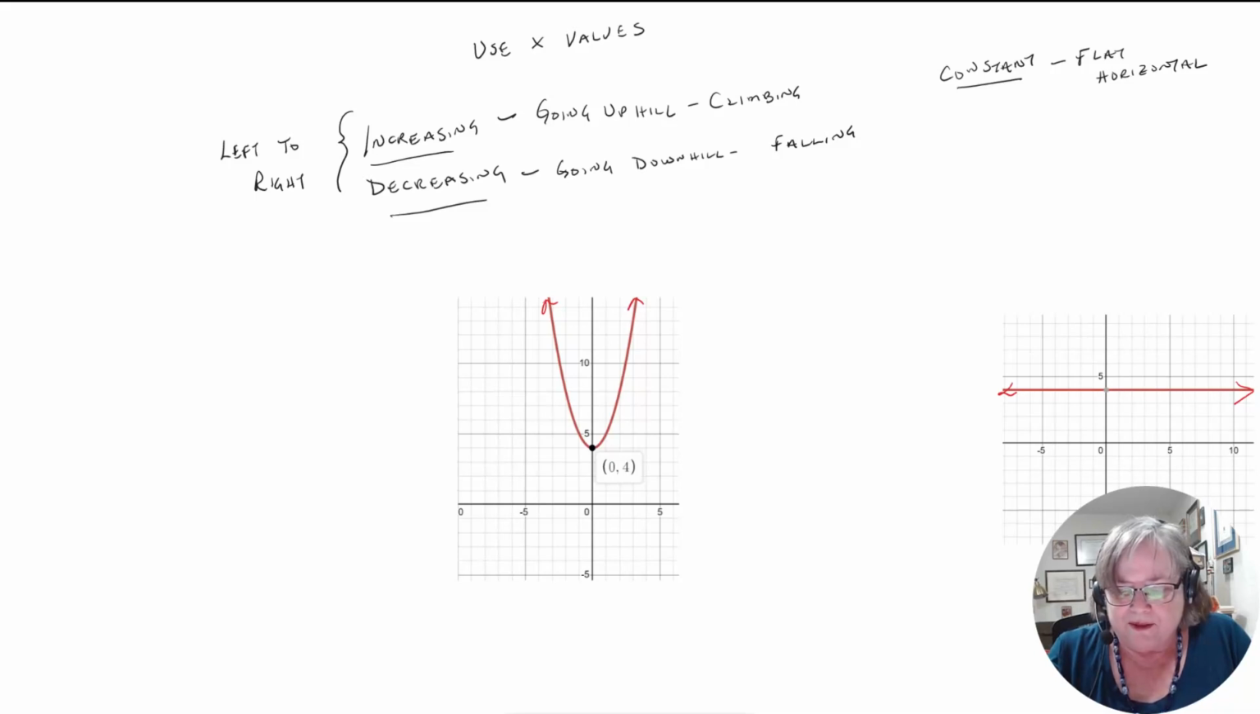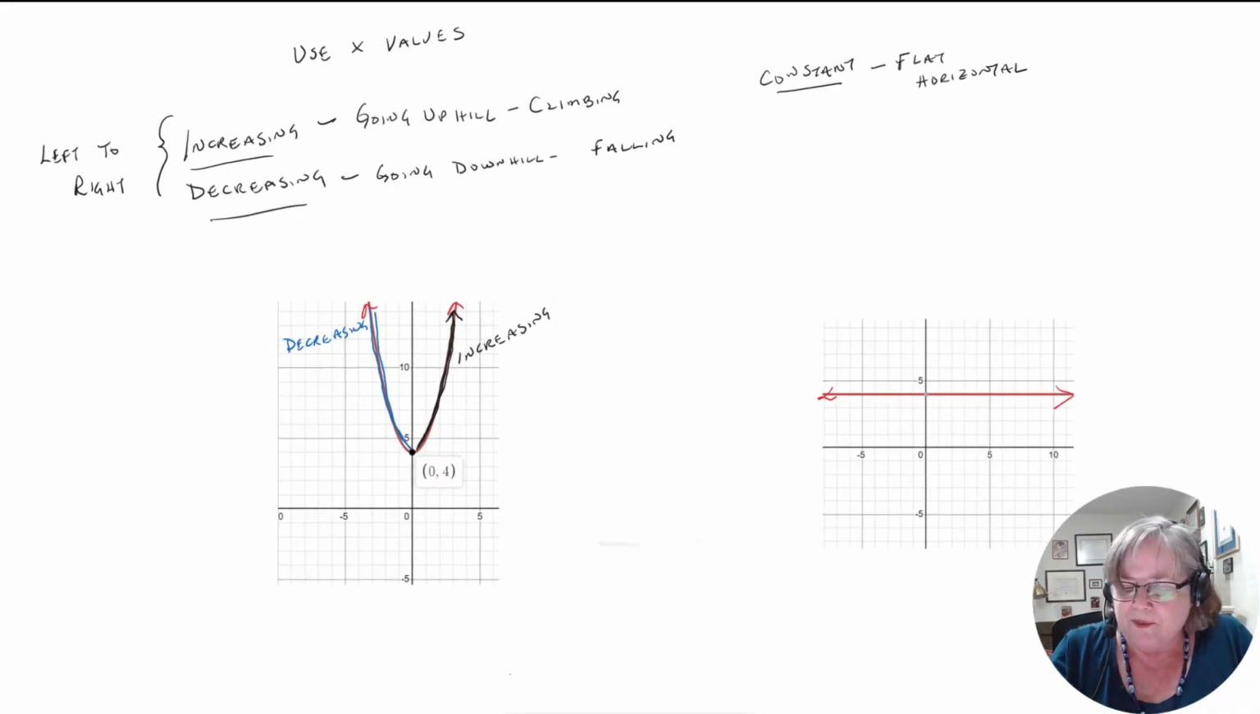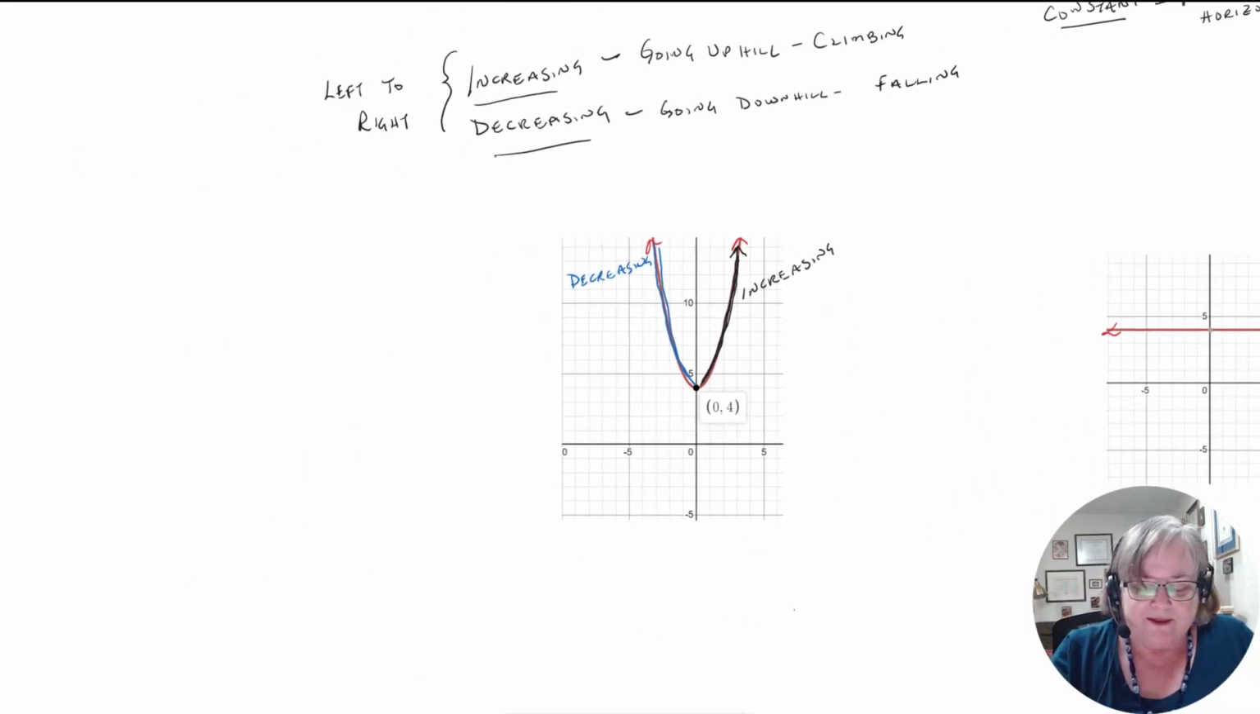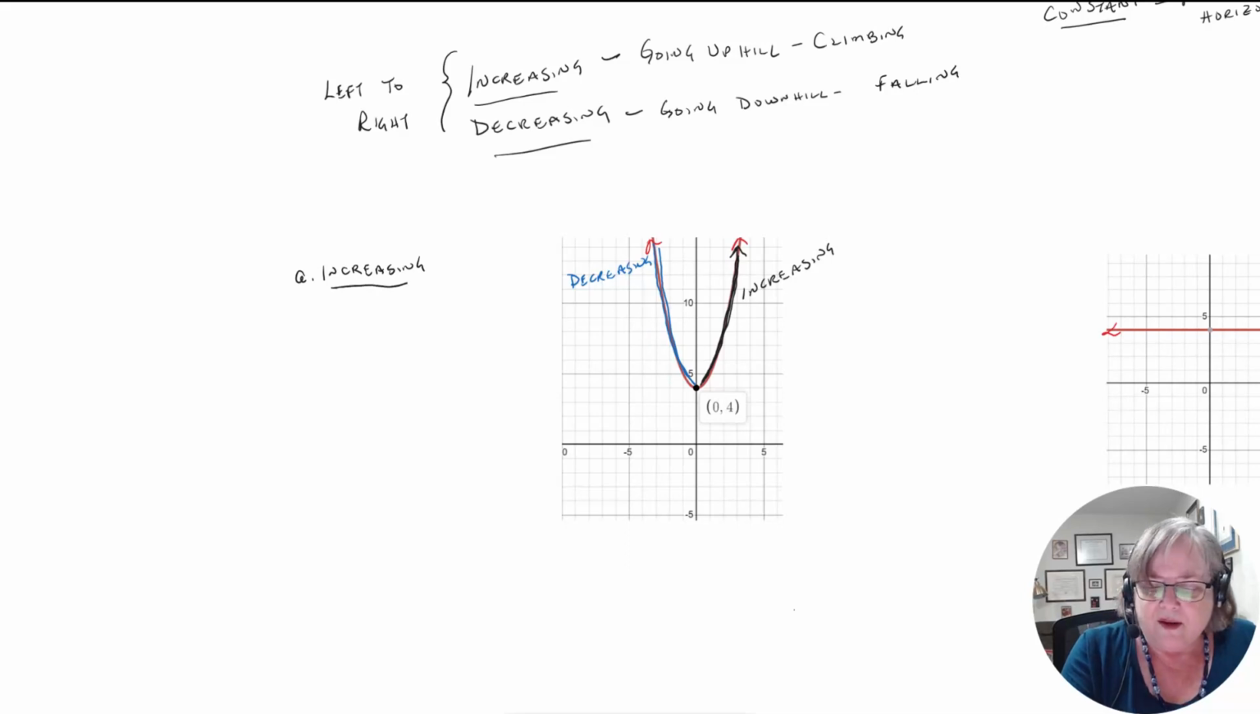So let's look for where this is increasing. So can you see how it is increasing going uphill from there to there? So here it is increasing. And over here on this side, as we read left to right, it is decreasing, as opposed to over here where it is a constant value, it's just flat. All right. So how do we say this? Let's kind of start off. So if I said, where is it increasing? It is increasing from here to here.